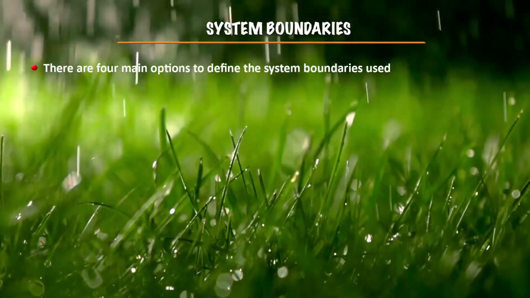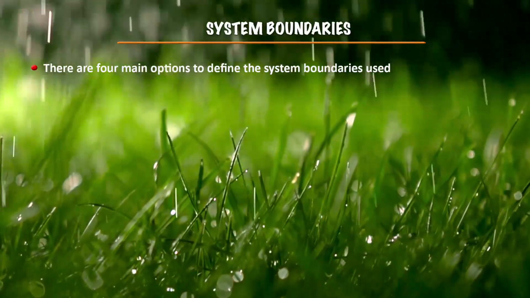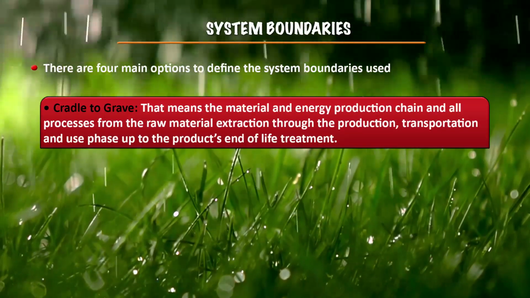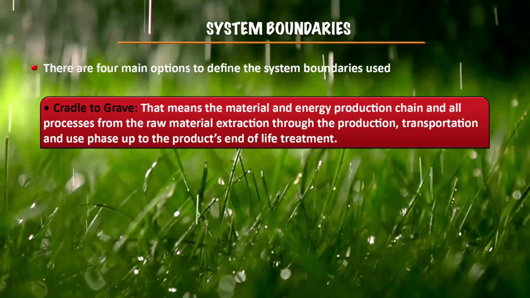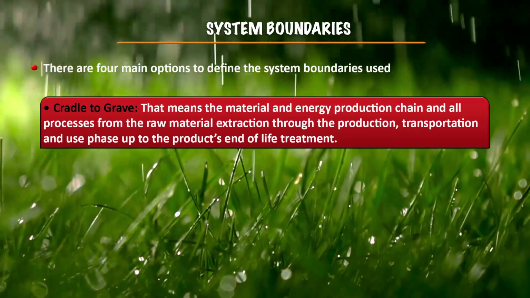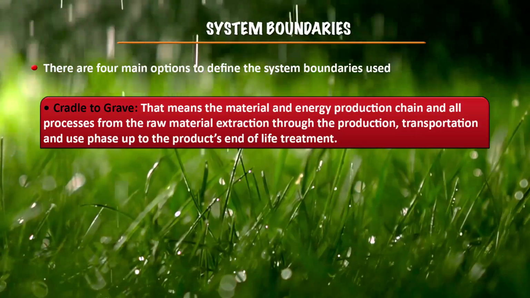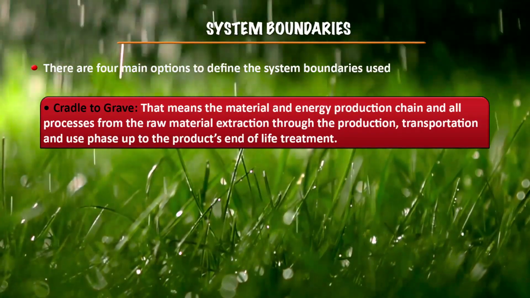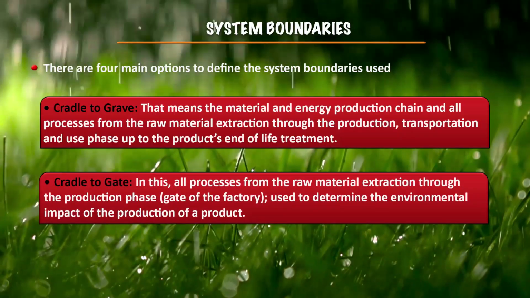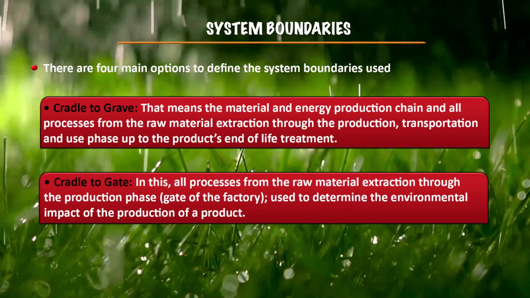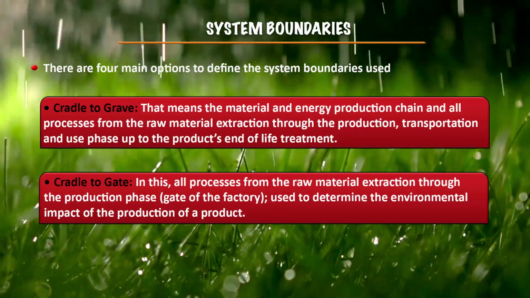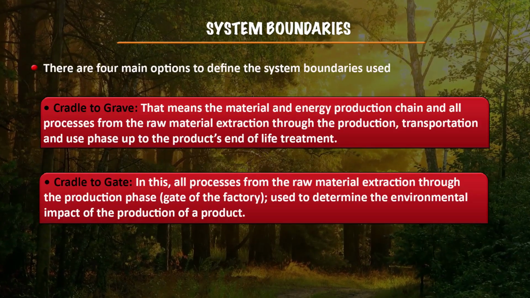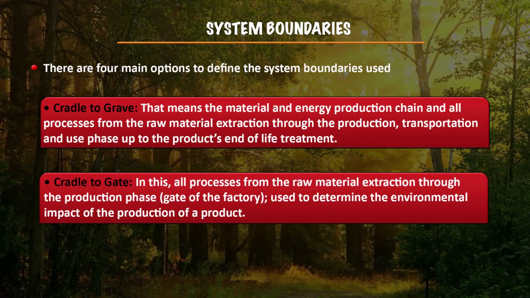There are four main options to define the system boundaries, like cradle to grave. That means the material and energy production chain, all processes from the raw material extraction or procurement through production, transportation, and use phase up to the product's end of life treatment. The second option is cradle to gate. In this, all processes from the raw material extraction or procurement through the production phase, that means the gate of the factory, are used to determine the environmental impacts of the production of a particular product.